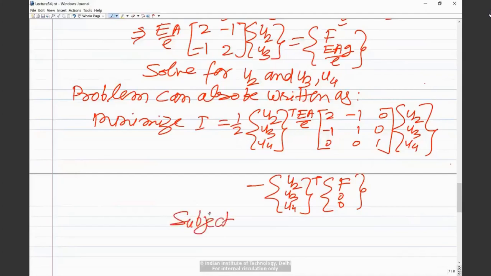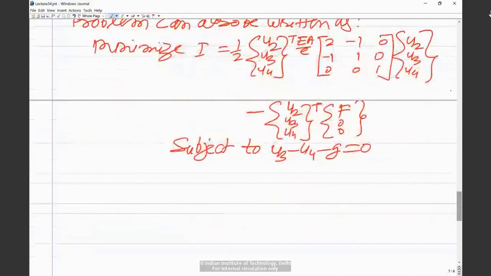So if you know for sure, this has to be subject to U3 minus U4 minus G equal to 0. Now how do we solve this problem? So this is: minimize this subject to this constraint. As you see, it's an optimization problem, a minimization problem.